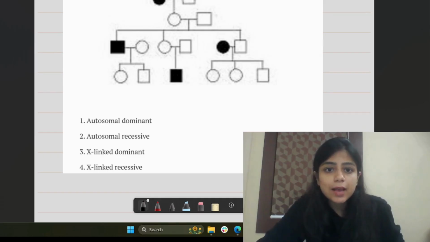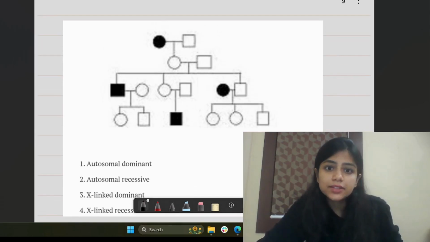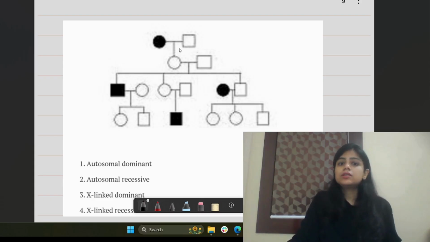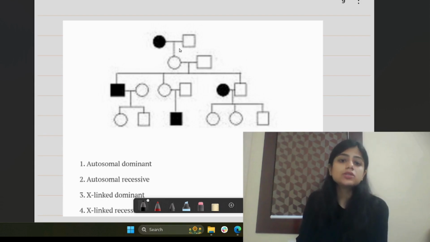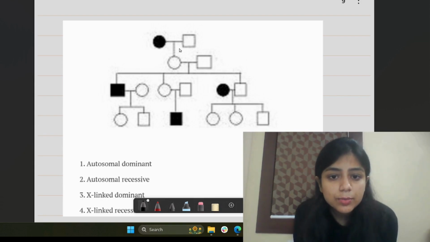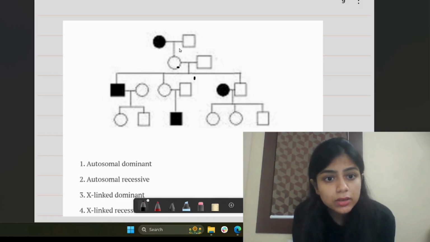Now let's take the example of this one. Another interesting one. There is also skipping of the generation. See, this is affected. This is affected. No, this is fine. Let me just look at here. Here the skipping of the generation has taken place. See, this is not affected. The female is not affected, but the progeny is showing the affected one, right? The first thing.